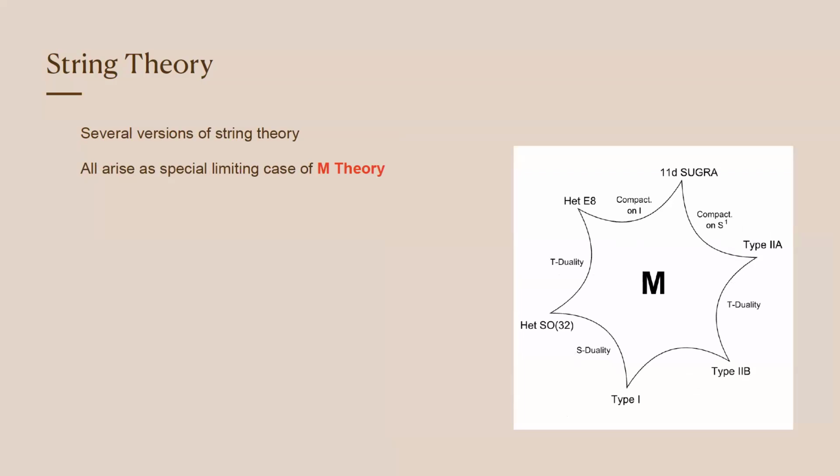Now there exist several versions of string theory. People discovered various types of string theories at various times, and later they realized that they all form part of one single theory, which is called M theory. So this M theory can be reduced to these various string theories by taking various limits and applying various dualities.